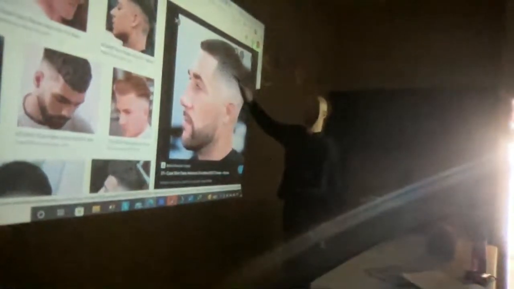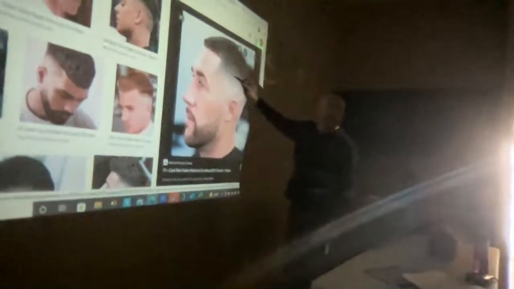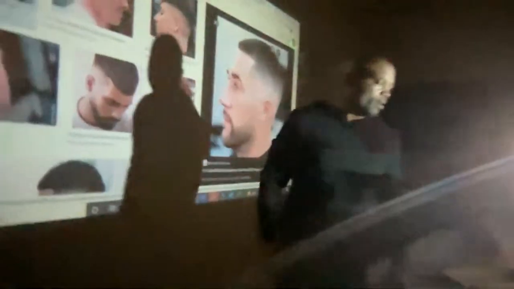So if we go back and we look at our original picture, everybody see it? In this area right here, where we're blending, right around the parietal ridge, that's a clipper over comb region, right? So we said that was 1/4 on top, right? We said it was 1/4 open on the top against the grain.